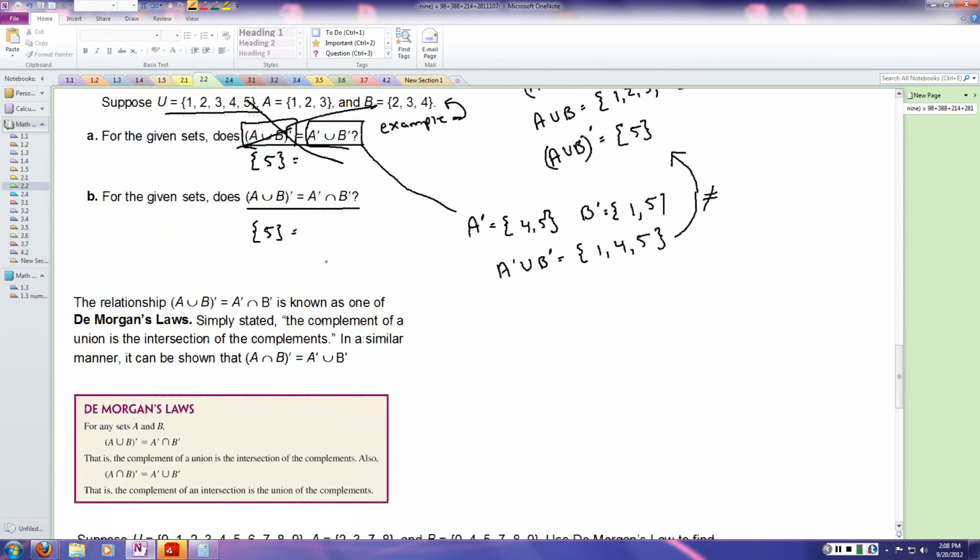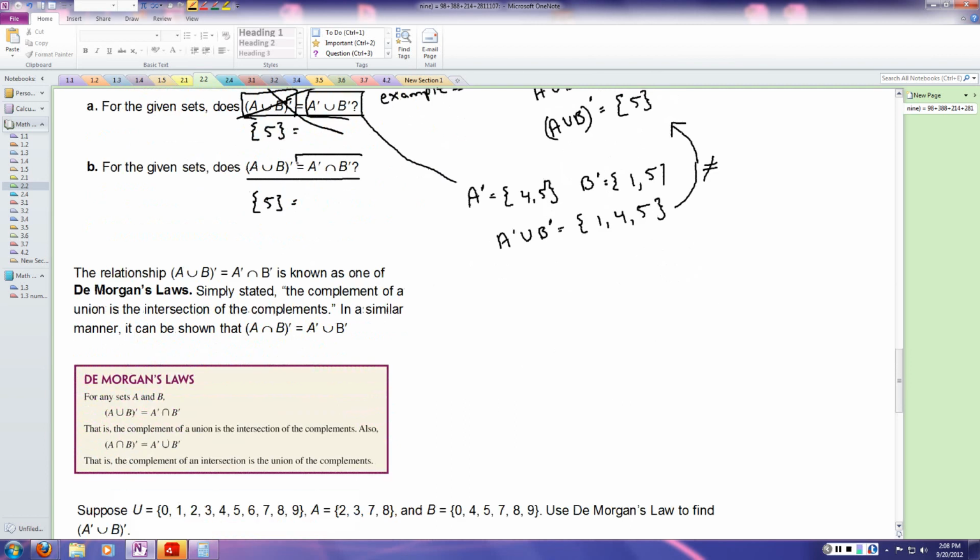So let's test to see if this works. A complement's given and B complement's given, so I don't have to calculate that again. But what would be A complement intersection B complement? That's going to be the elements that are in both A and B at the same time, which would be 5. Only element 5 is in A and B.